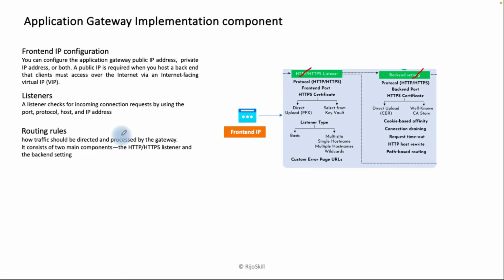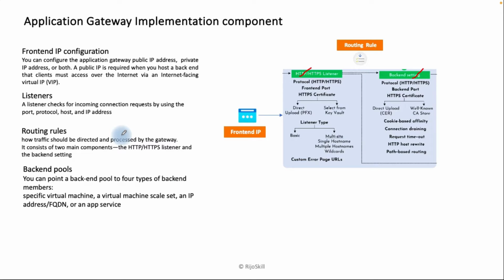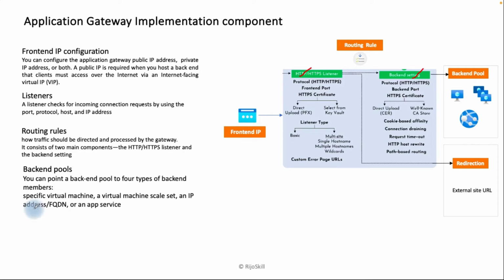Next one, the routing rule. What does the routing rule mean? Once you create it, for example, you have backend ports and you have the listener. The routing rule will be configured for your traffic. It defines how traffic should be redirected and processed by the gateway. It consists of two main components, the HTTP and HTTPS listener and the backend setting. And the backend pool, where you can point to four types of backend pool members: a virtual machine, a virtual machine scale set, an IP address, and a fully qualified app service.